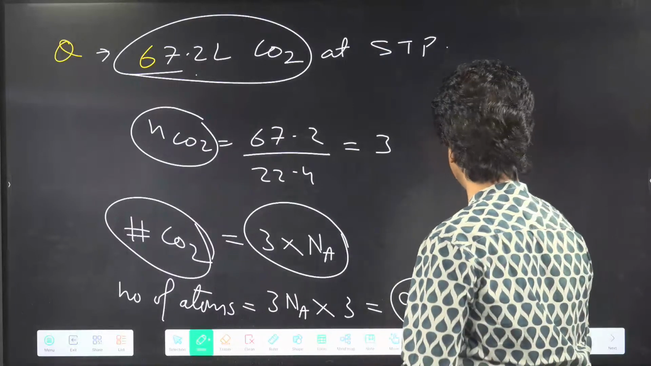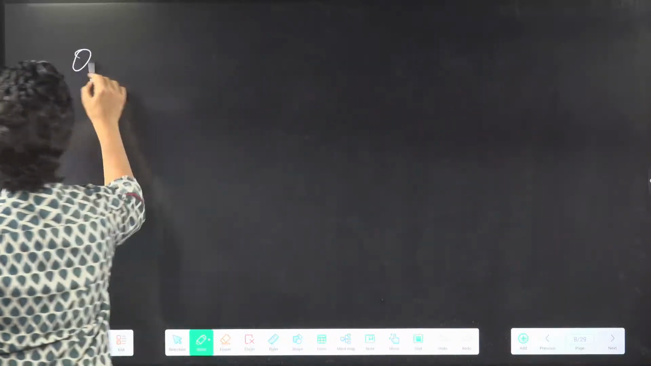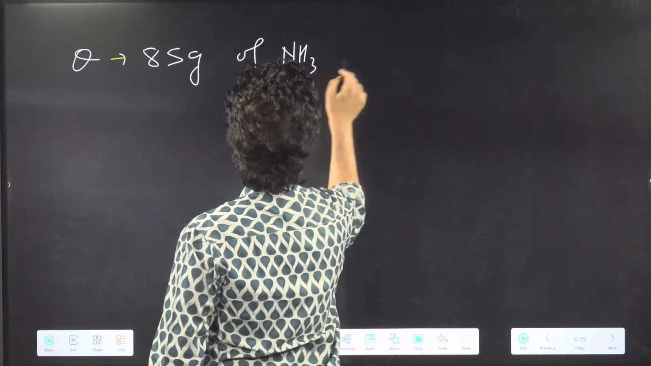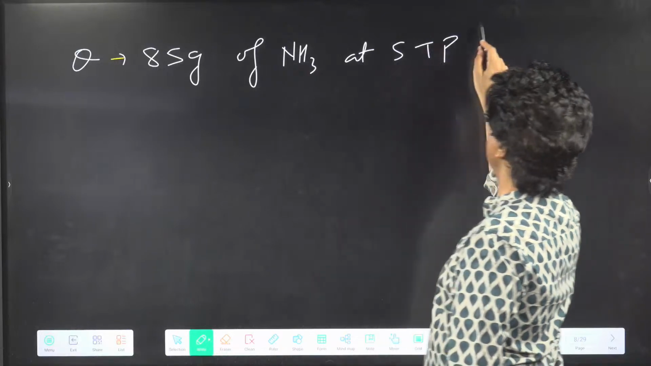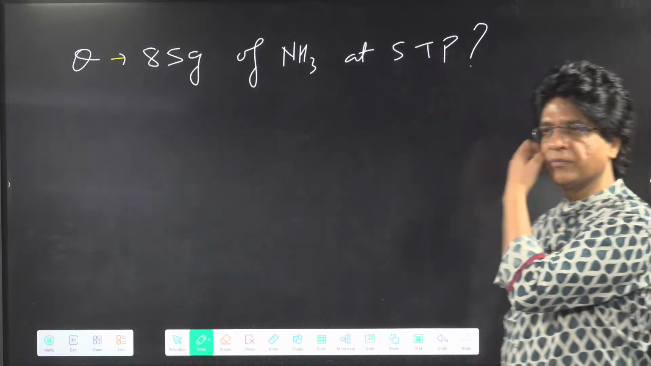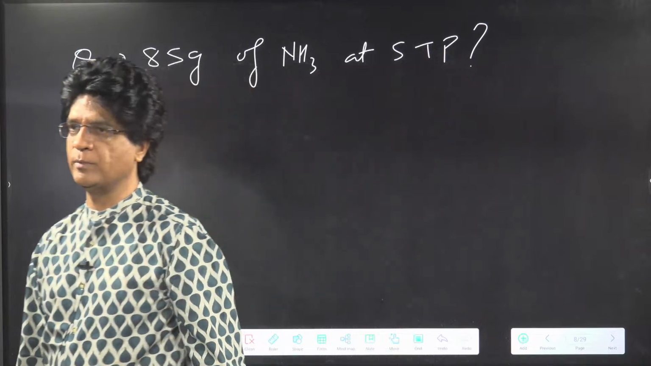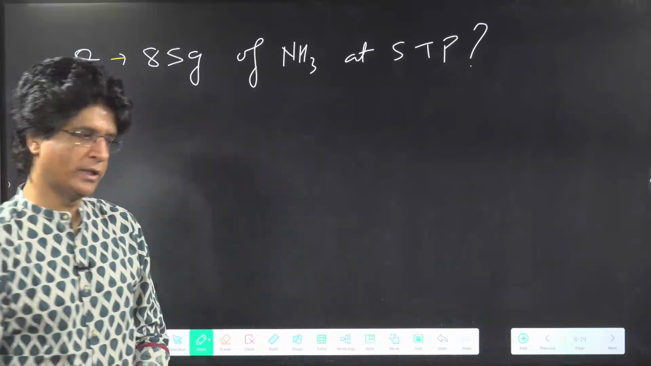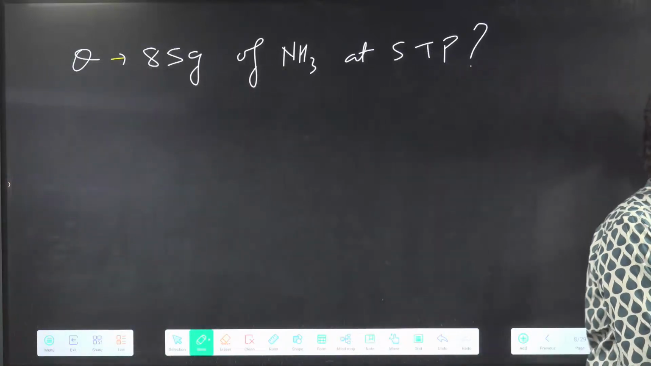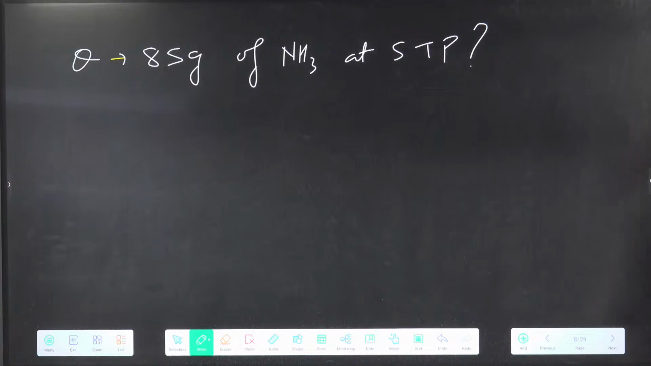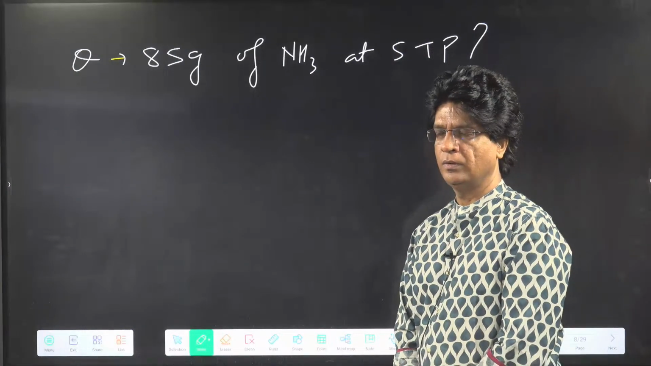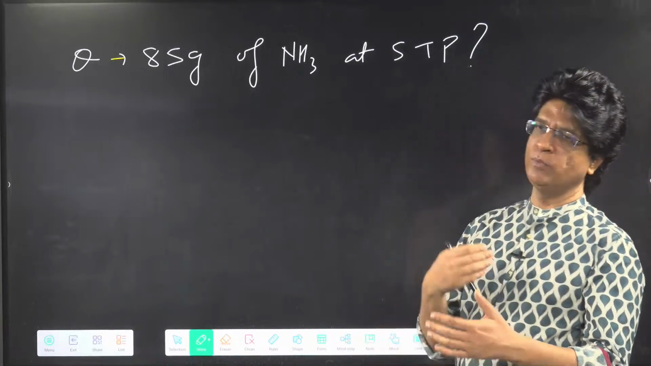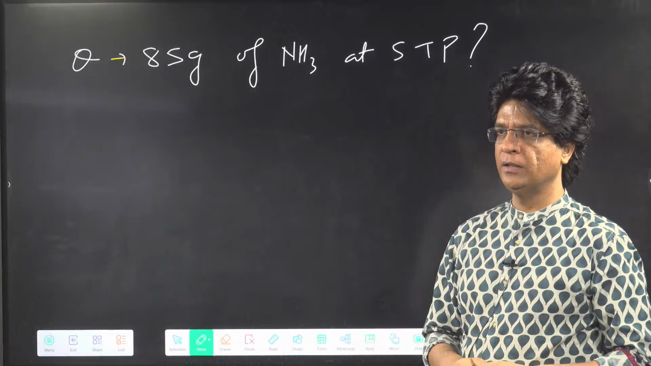Okay, come on, let's do that. So I'm giving you 85 grams of say ammonia at STP. You have to find out the number of atoms. Come on. 85 grams of ammonia. Find out number of atoms. You can find out number of moles as well, number of molecules as well.